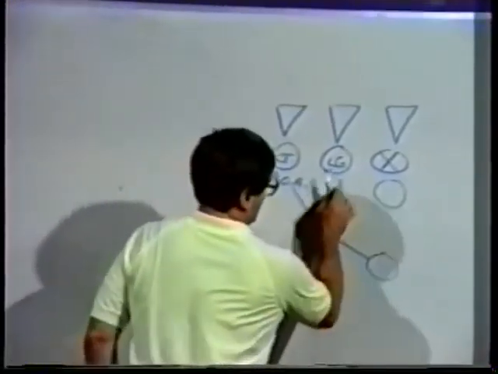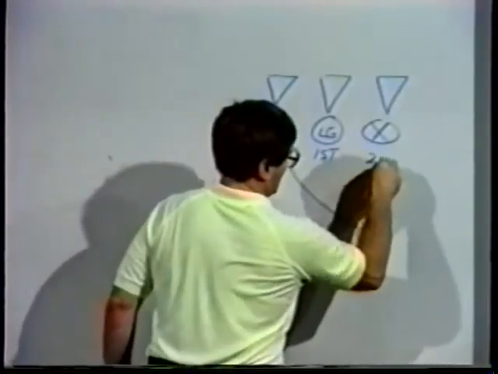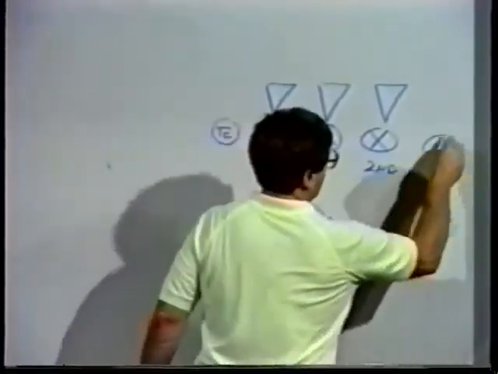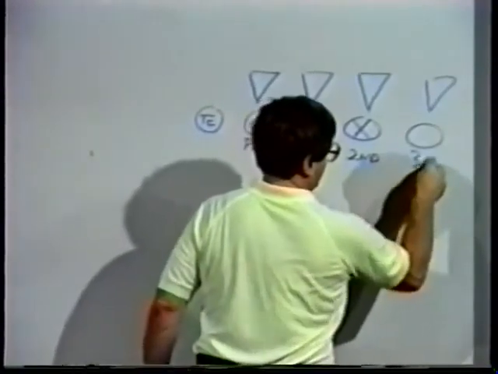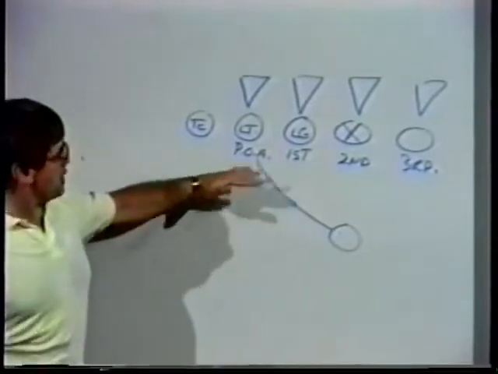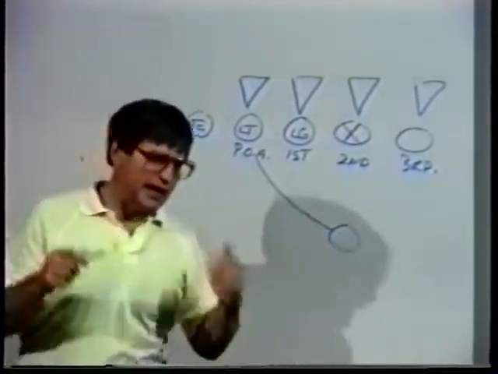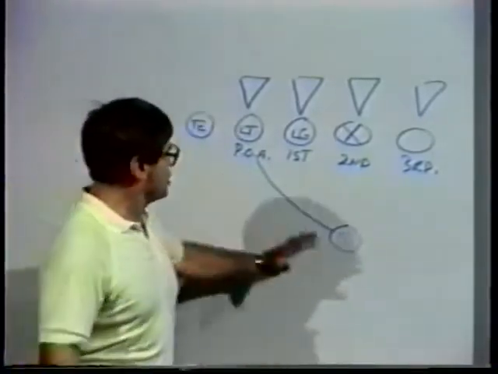The left guard is the first man inside. The center now is the second man inside. The right guard now is the third man inside, or away from the point of attack. And what I'd like to do now is just talk about basic aiming points, contact points, whether we use our hands or our shoulders or our forearms when we're blocking.